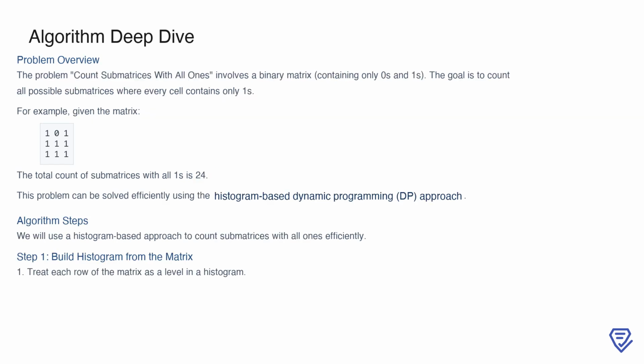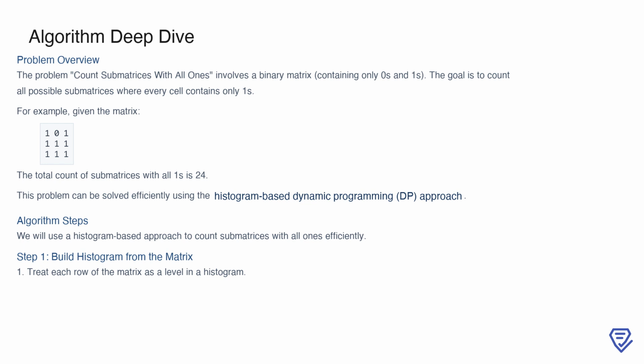In this problem, we are given a binary matrix consisting of only zeros and ones, and our objective is to count all possible submatrices where every cell contains a 1. For example, consider the matrix shown here. The total number of submatrices with all ones in this case is 24. To solve this efficiently, we will use a histogram-based dynamic programming approach.